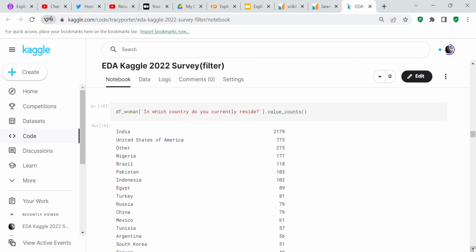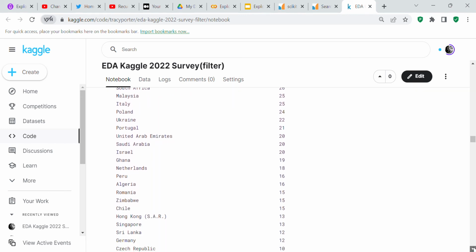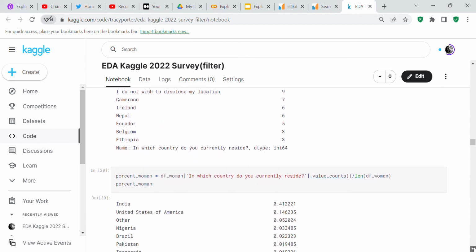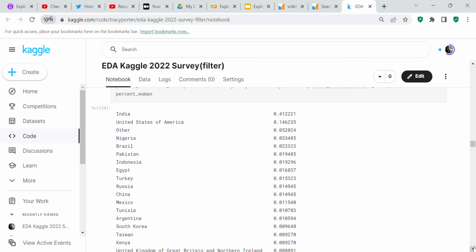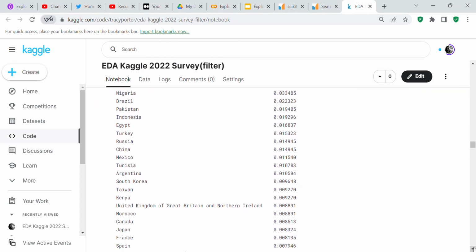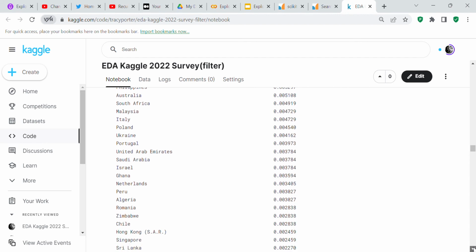And then we looked to see which country they lived in, and India by far had the most. You have more women in India responding to the survey. Looking at the percentages, 41% of the women in India responded to the survey, whereas 14% were women in the U.S., and not even 1% were women in the UK.